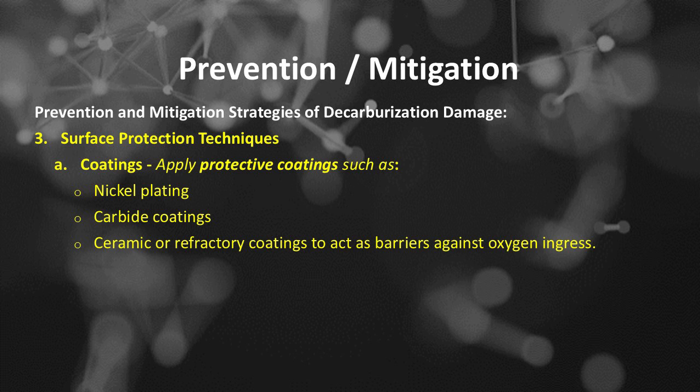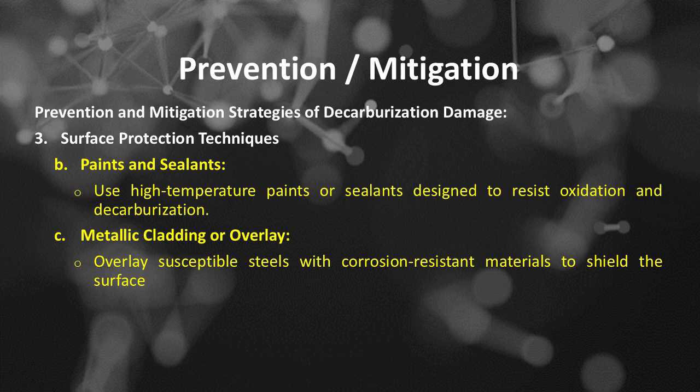Number 3 of the prevention and mitigation strategies is surface protection techniques. Number A, coatings. Apply protective coatings such as nickel plating, carbide coatings, ceramic or refractory coatings to act as barriers against oxygen ingress. Number B, paints and sealants. Use high-temperature paints or sealants designed to resist oxidation and decarburization. Number C, metallic cladding or overlay. Overlay susceptible steels with corrosion-resistant materials to shield the surface.